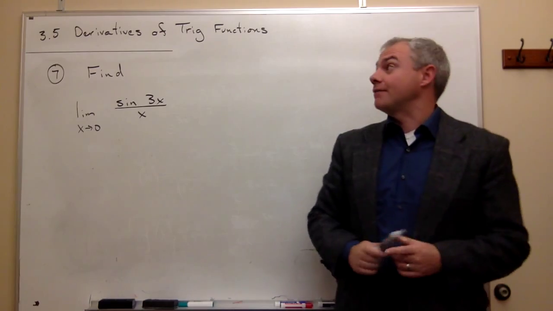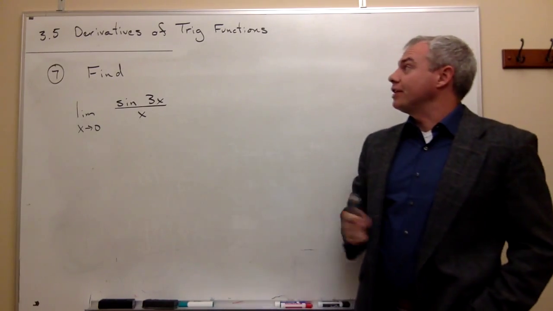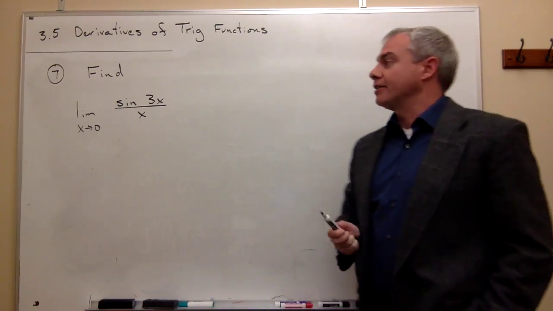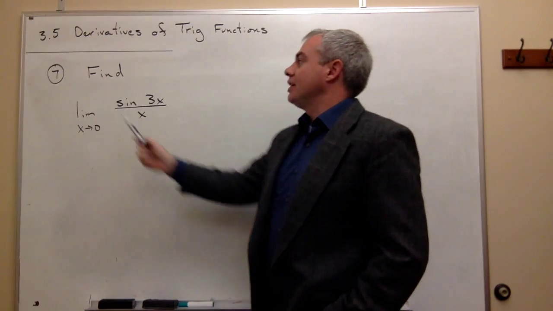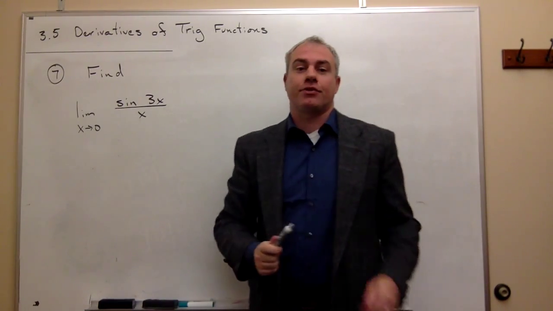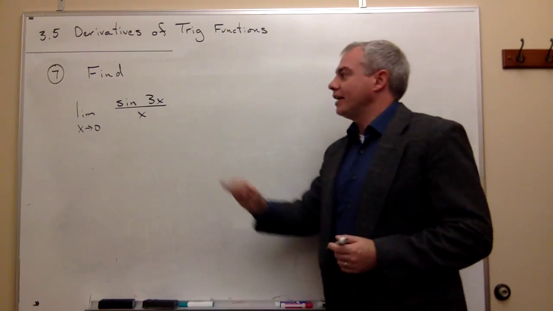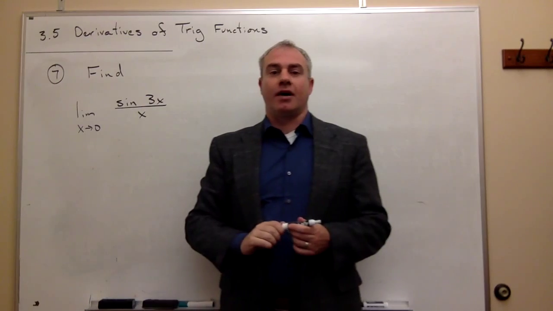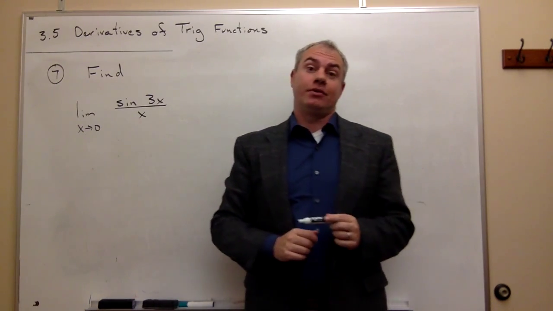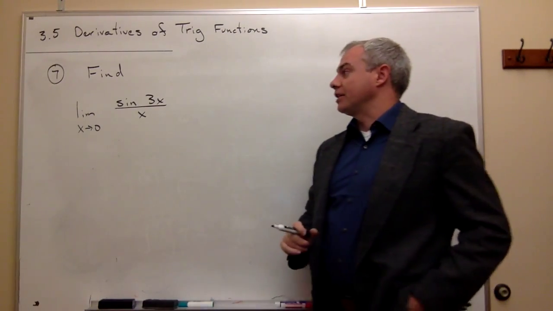Welcome back. Today we're going to look at section 3.5, derivatives of trigonometric functions. Let's start with number 7. In number 7, we'd like to find the limit as x goes to 0 of sine of 3x divided by x. What I'd like to do is start out by telling you what you cannot do, and then we'll talk a little bit about what you can do to evaluate a limit like this.